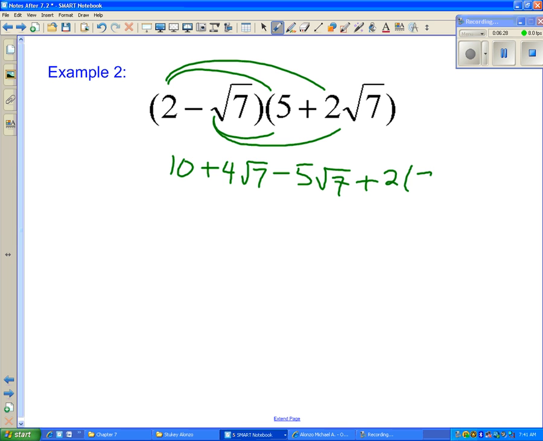Again, it's the square root of 7 squared. The 2 is not squared. There's only one 2 there. It's the square root of 7 that's being squared. So I'm going to combine like terms.